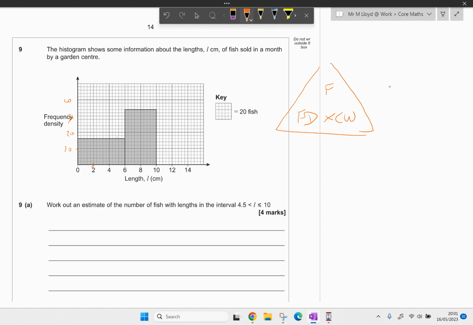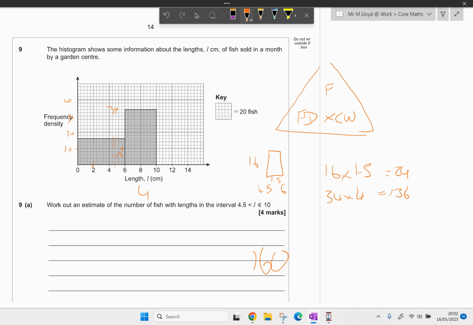4.5 is going to be between here and here, and then I'm just going to draw that out. 4.5 there, 6 there, so it has a width of 1.5, and then it has a height of 10, 12, 14, 16. So 16 times by 1.5, 24 in this bit here. And then the other bit between there and there has a base of 4 and a height of 34. 34 times by 4 gives me 136. And therefore, add the 24 on, it's 160 fish. Okay, happy with that.